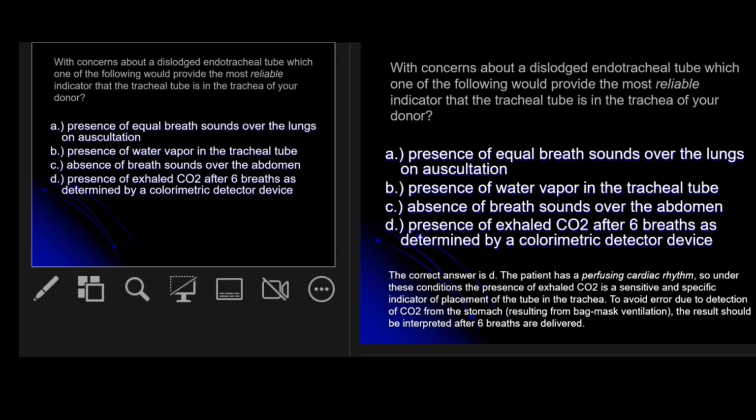So is it going to be the presence of equal breath sounds over the lungs on auscultation? Just raise your hands if you think that's the right answer. Is it going to be the presence of water vapor in the tracheal and endotracheal tube? Is it going to be the absence of breath sounds over the abdomen? Or is it going to be the presence of exhaled CO2 after 6 breaths as determined by a colorimetric device? D would be the most reliable.